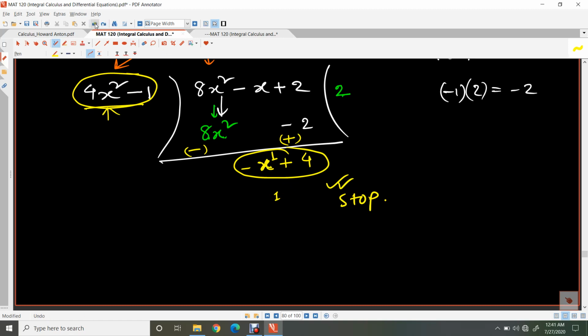So finally what we can say is that this is the divisor, it is the quotient, the middle part is the dividend, and this remaining part is called the remainder.